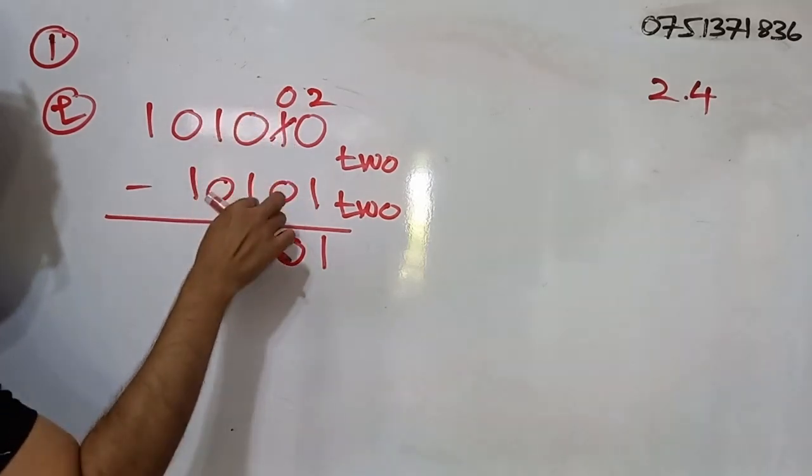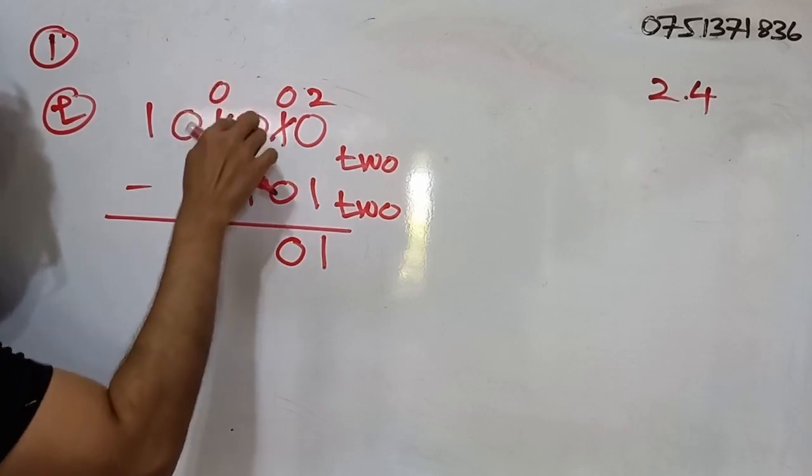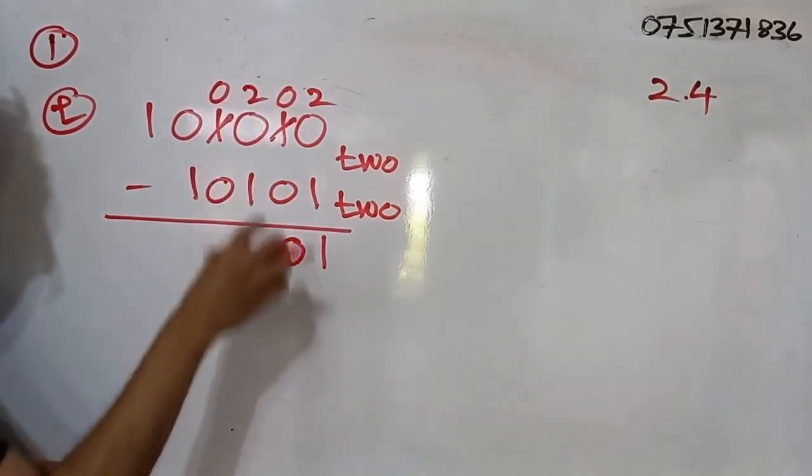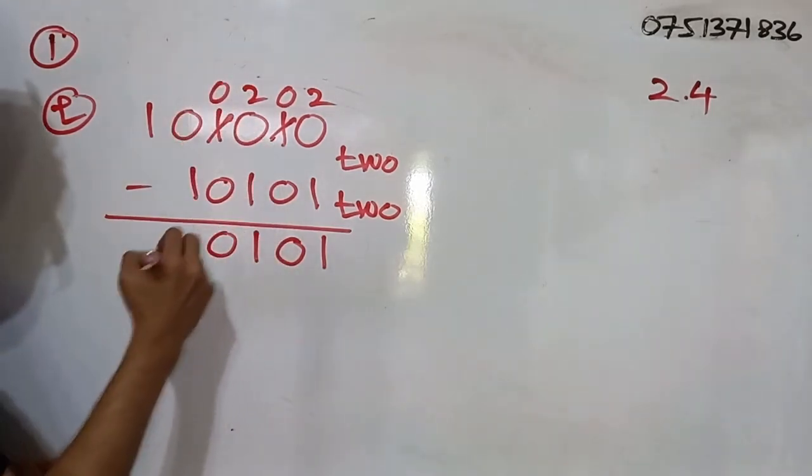Here 0 minus 1 we can't do, so we will borrow this one. Then this one becomes a 0. This 0 becomes a 2. 2 minus 1, that's a 1. 0 minus 0, that's a 0.